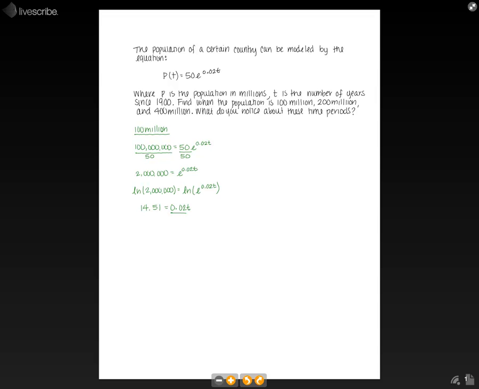So now we divide both sides by 0.02, and when we do that, we get 725.43 equals t. So that means it takes 725 years to get to 100 million. Alright, so now let's continue and start with 200 million.